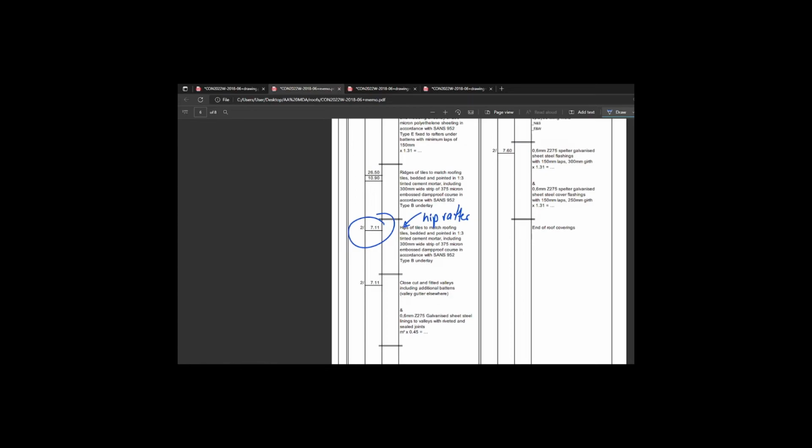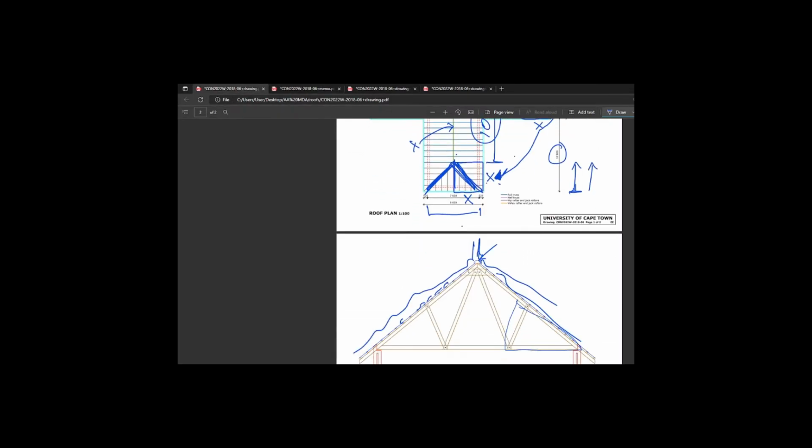Okay, the valleys. Valleys are unique in the sense that they do not get a tile. So the tiles, let's just assume that this drawing is part of a valley. Okay, this is the valley. We've got a whole bunch of tiles, and they all meet in this valley. Right? They all meet in the valley.